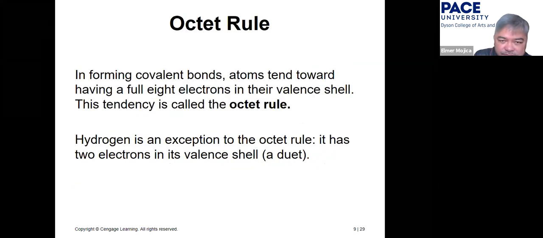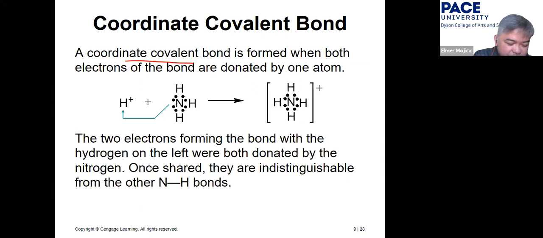When you have these coordinate bonds, like the one that forms here, it's like the electrons are donated by one atom. That's a special type of what we call a covalent bond. As you can see here, you don't see an electron here, but when you bind it with the ammonia, you form a bond that is indistinguishable from the other NH bond. So you cannot distinguish where the hydrogen that you bound it with is. So that's what we call the coordinate covalent bond.